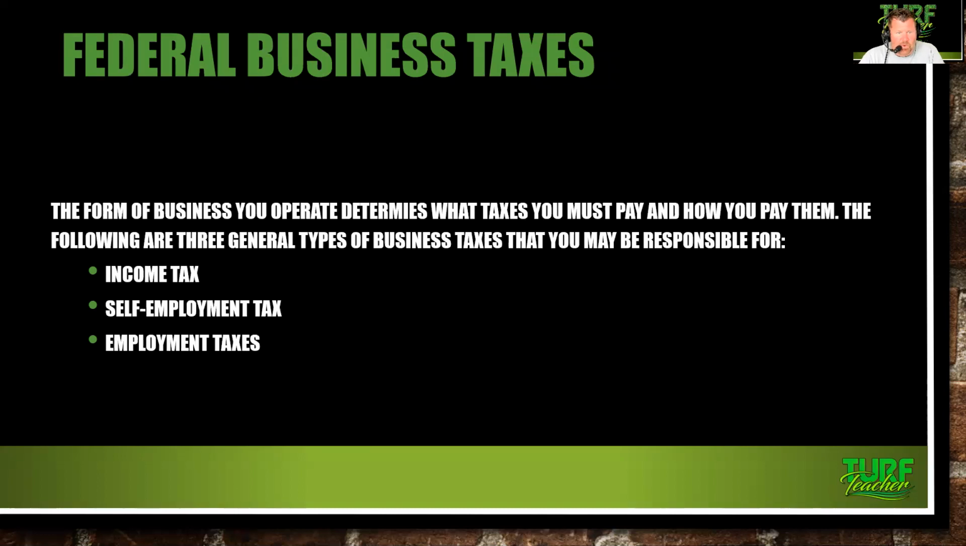Federal business taxes. The form of business you operate determines what taxes you must pay and how you pay them. The following are three general types of business taxes that you may be responsible for. Income tax. Yeah, if you're making money, boom, you're going to pay it. Self-employment tax. The best thing to do, my accountant told me, is set yourself up as an employee. Write yourself a check, take out the taxes as a payroll tax, and you're going to cover yourself. And then employment taxes, for your employees out there.